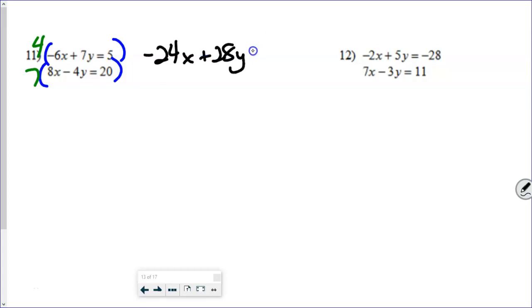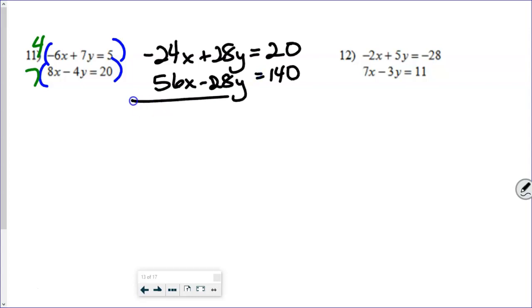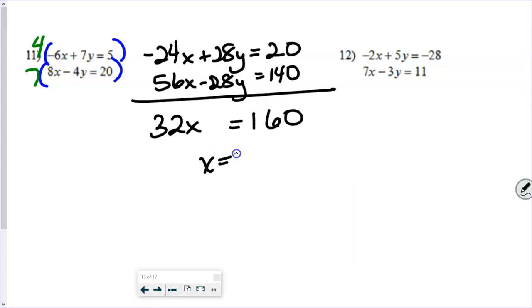So if I did that, I'd create brand new systems. If I can actually multiply today, that would be good. Oh boy, 56x minus 28y equals 140. I don't have a calculator. Let me think. That's 32x equals 160. And then I think that is 5, right?